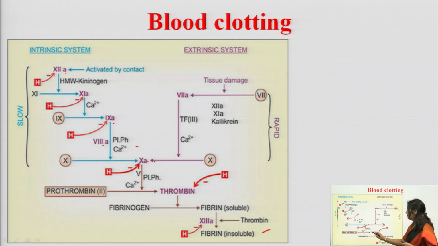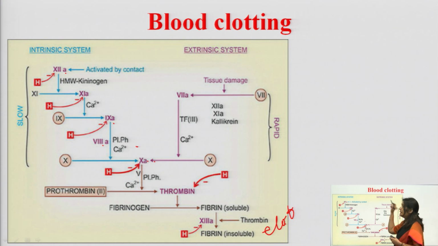Thrombin will further convert fibrinogen into fibrin. This fibrin is soluble, and it gets stabilized in the presence of the stabilizing factor, that is factor 13, and thrombin, to form insoluble fibrin threads, that is our clot. So, this is the clot. A network of fibrin threads forms along with the platelets, and this network of fibrin threads is known as the clot.